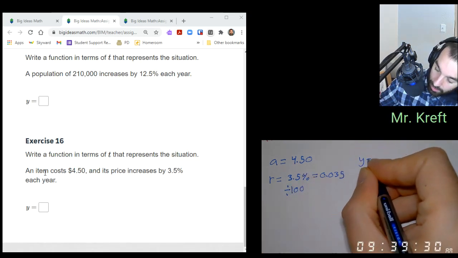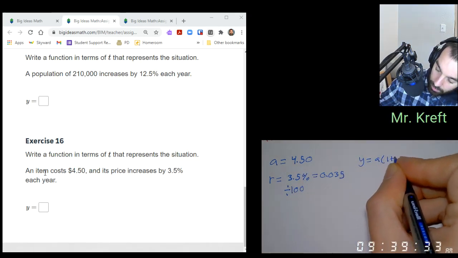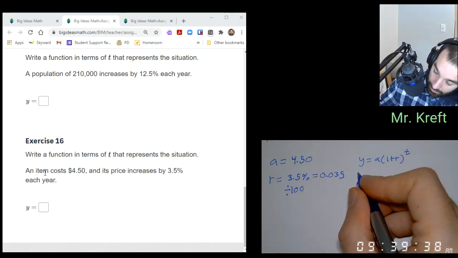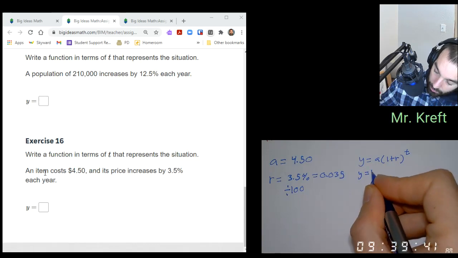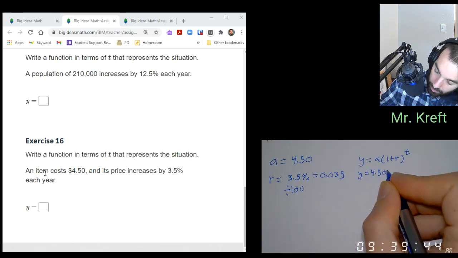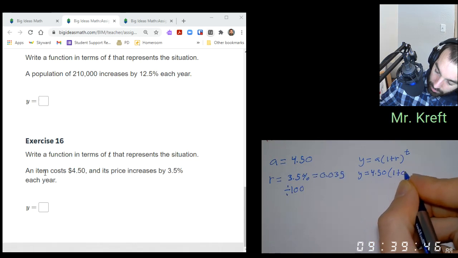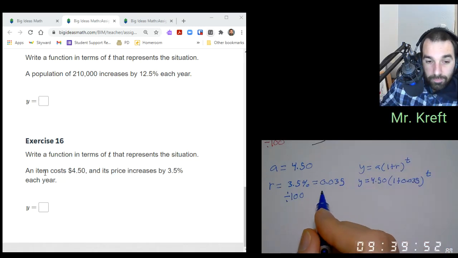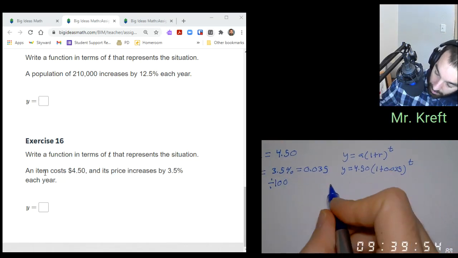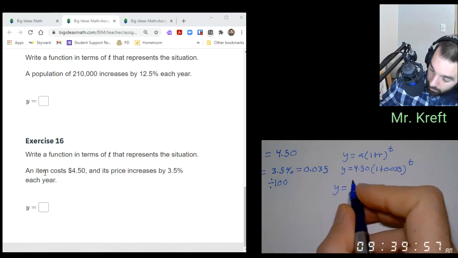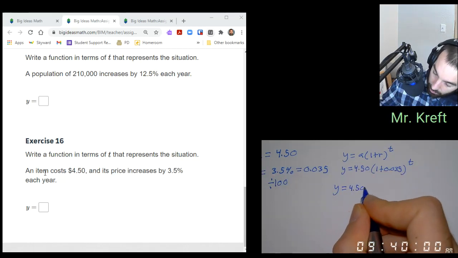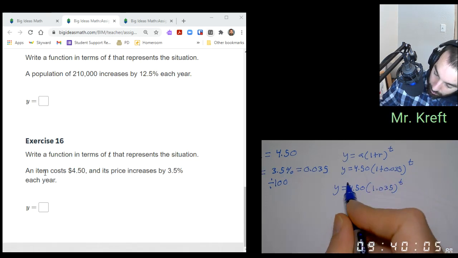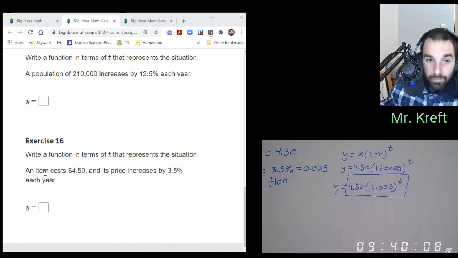It says that we're increasing, so my equation is going to be y equals a times the quantity of 1 plus r to the t. And then I get y equals 4.50 times 1 plus 0.035 to the t. I'm just plugging in the things that I know. And then the big idea is they probably want you to clean this up, so it's probably going to be 4.50 times 1.035 to the t. I'd imagine that they're looking for this.